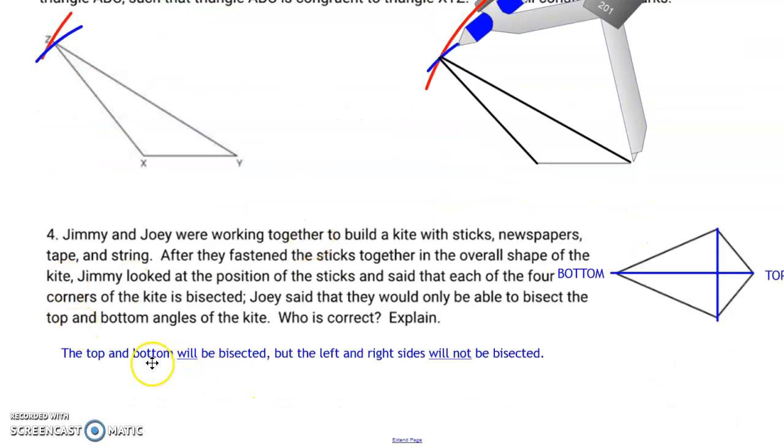For number 4, the top and bottom will be bisected. It looks like they're bisected here. We cut them exactly in half, but these left and right sides are not bisected because these 2 angles are not the same.